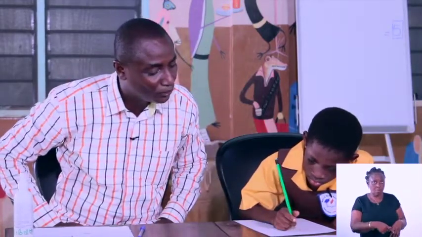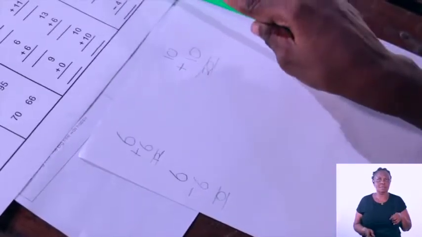Then select one from this column also. Which one will you want to select? Okay, write it.